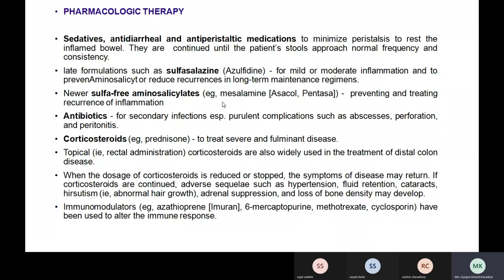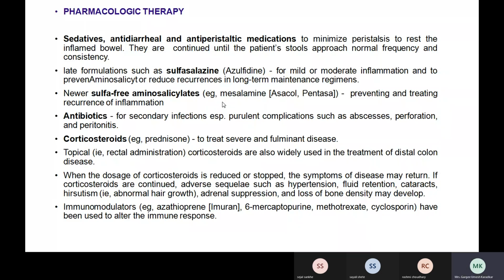Then patients are started on antibiotics if there is a secondary infection, especially purulent complications such as abscesses, perforation, and peritonitis. Then the patient could be put on corticosteroids. They may be given in oral form, injectable form, or topical form. Topical meaning, for example, rectal administration. If it is oral, prednisolone may be given in cases where there is severe and persistent disease. Then there is the rectal administration of corticosteroids, which may be given if distal colon disease is present.